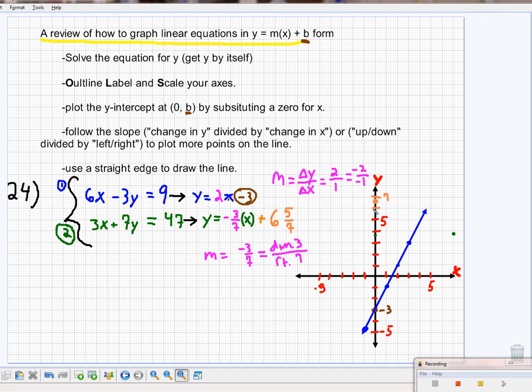Understand, if I would have gone up first, or if I would have chosen up 3, left 7, that would have put me somewhat off the grid, and I would have had to rescale my axes. So this is desirable. Let's go ahead and make that line.